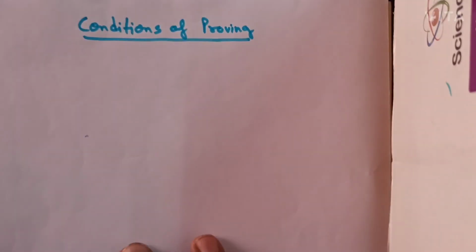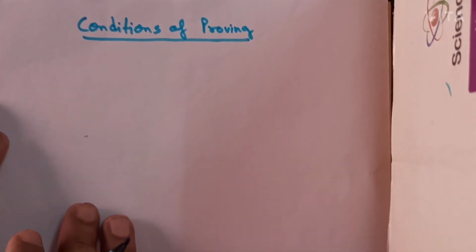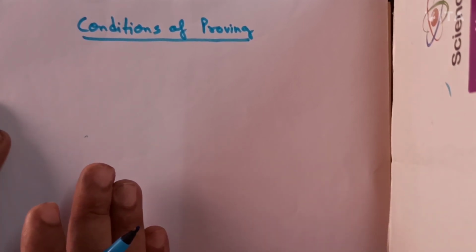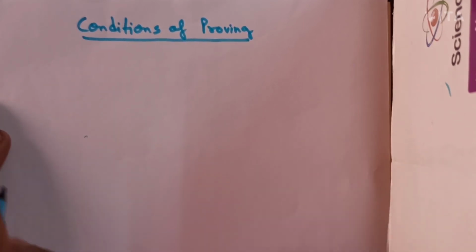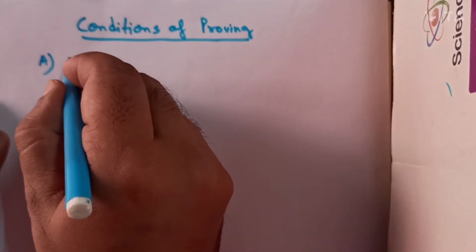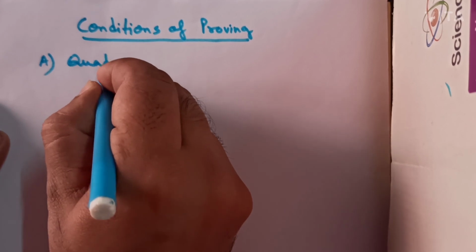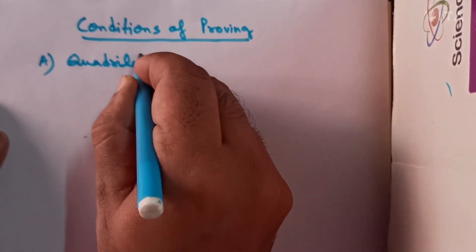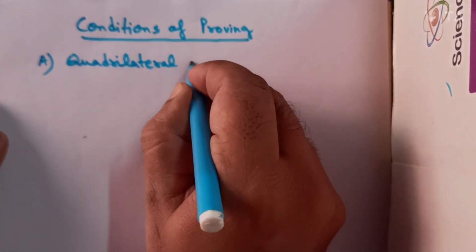Okay, so I am here with yet another lecture. So here we will be discussing the different conditions for proving different things, like how we can prove that a given quadrilateral is a parallelogram. First, A, conditions of proving a quadrilateral is a parallelogram.